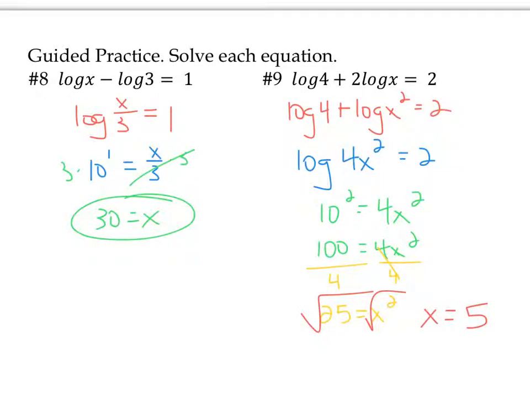When we square root, we want to be careful and say, well, what about plus or minus, right? What if I do plus or minus 5 there? You can't take logarithms of negatives. Normally when we square root, that means we'd have plus and minus of that number. But if I plug a negative 5 in here, I can't take the log of a negative. So I don't need the negative 5. I would just have the positive 5 as my final answer.